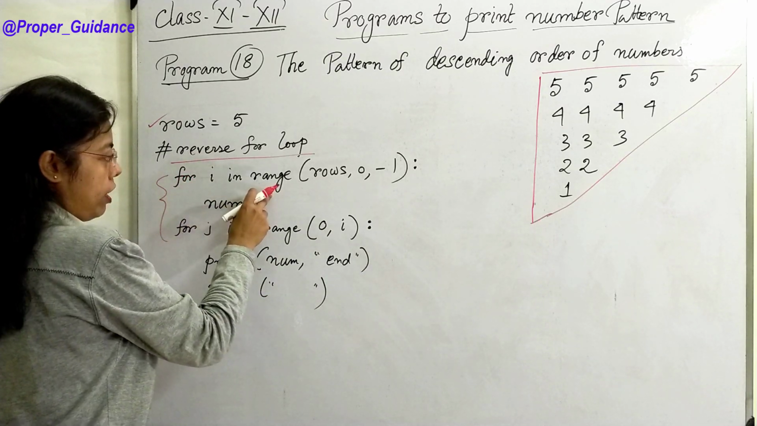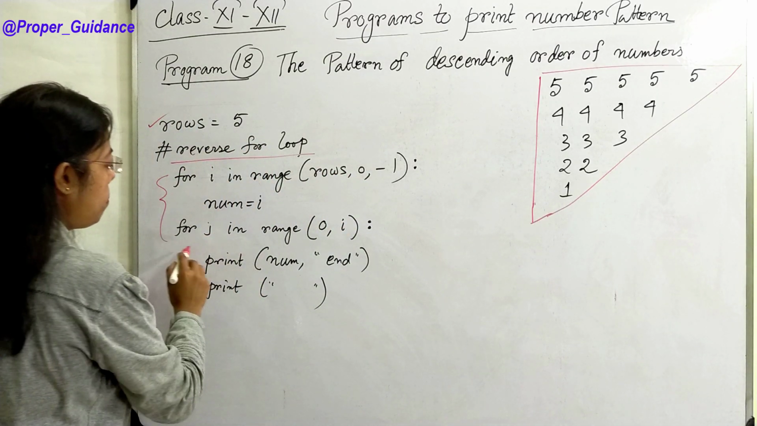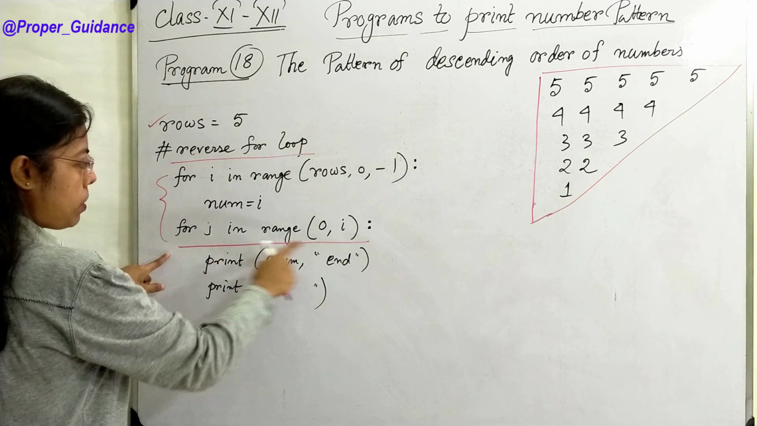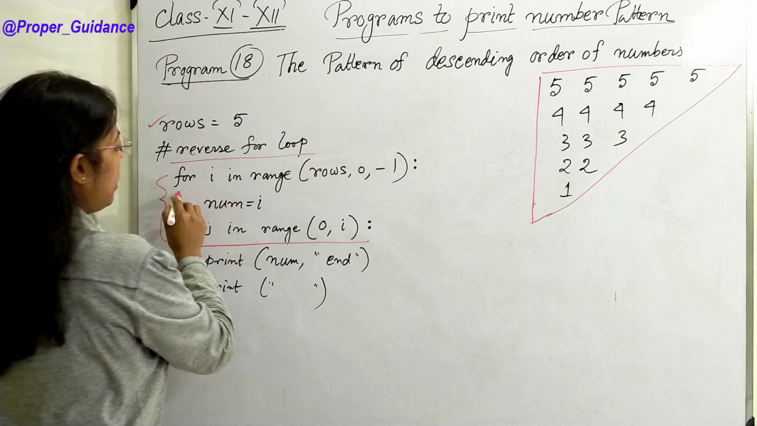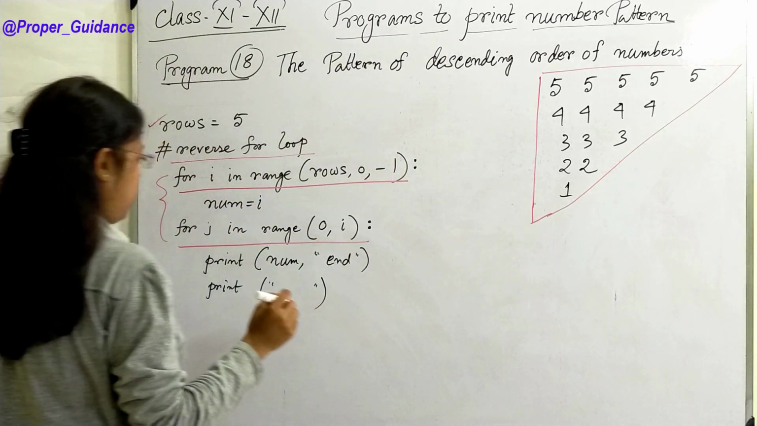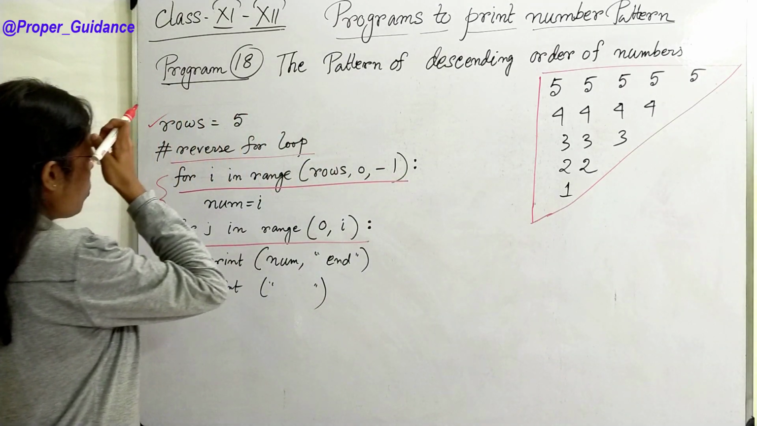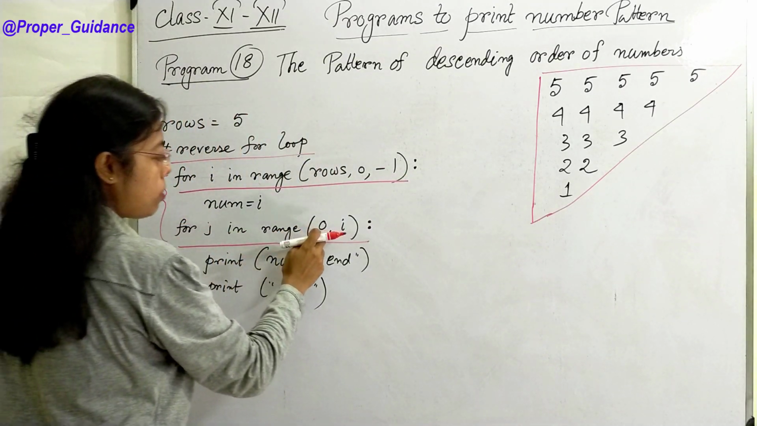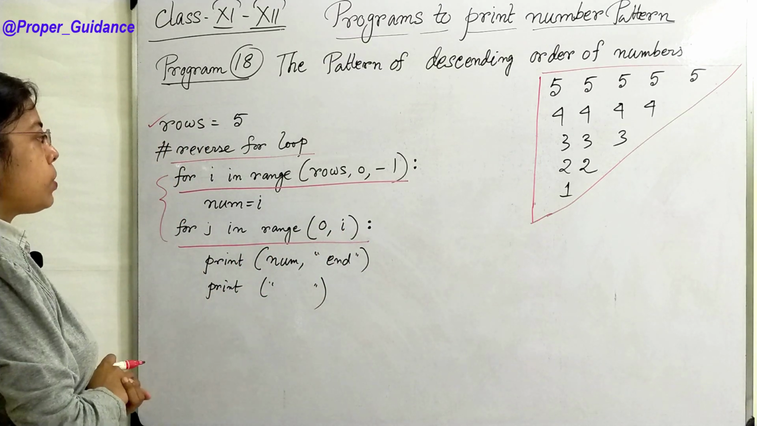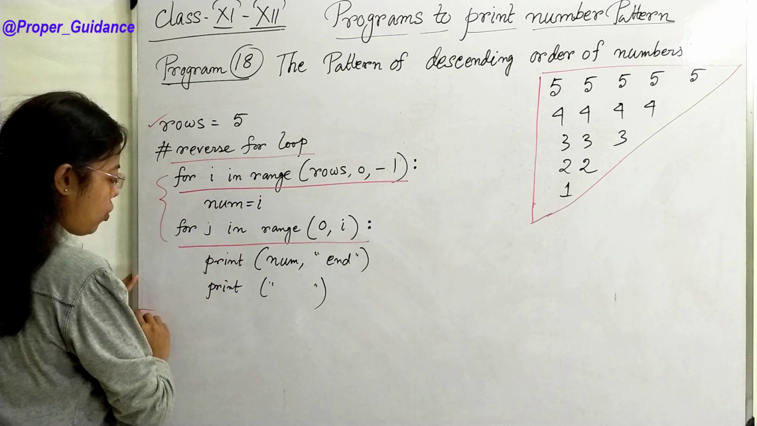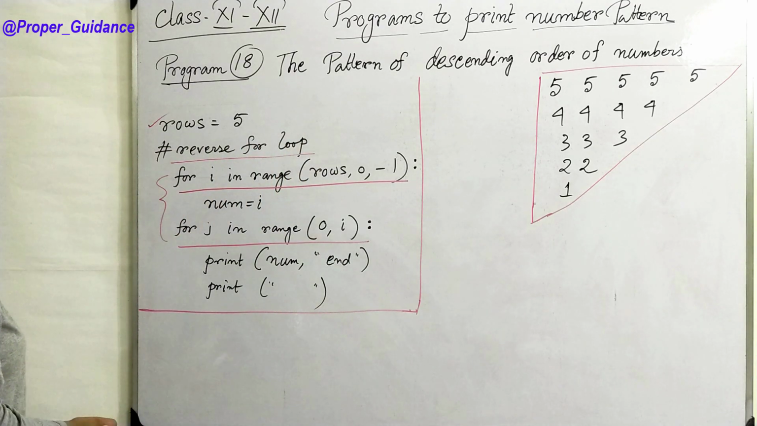So for i in range, this is the syntax of the reverse for loop. This is the general syntax of a for loop, and when we use a reverse for loop, the syntax will be like this: for i in range(rows, 0, -1), num equals i; for j in range(0, i), print num, and then print a new line. Now see how the code actually works. This is the section we have to learn today.